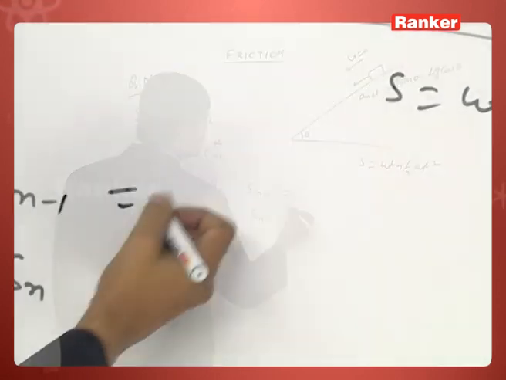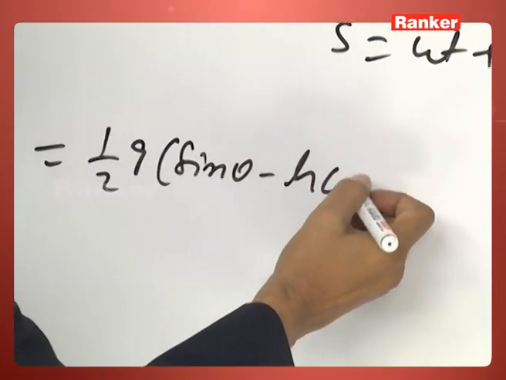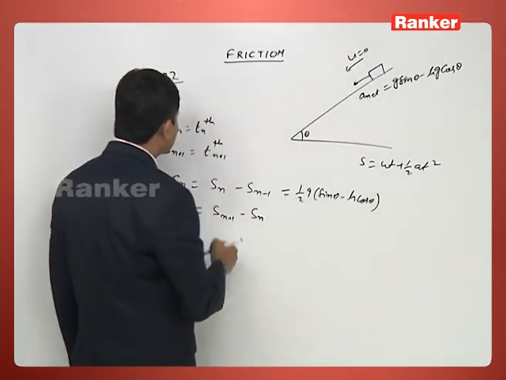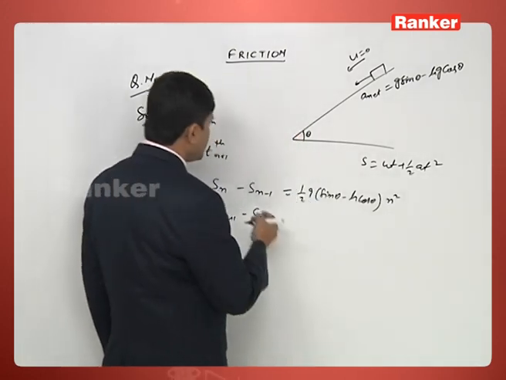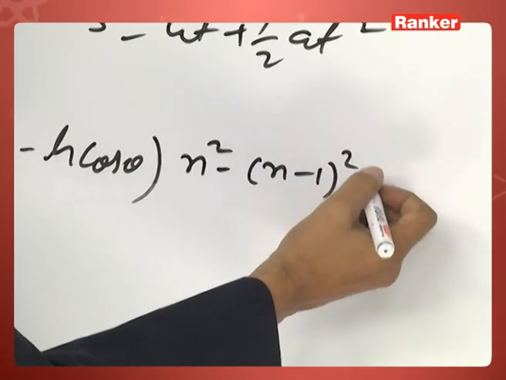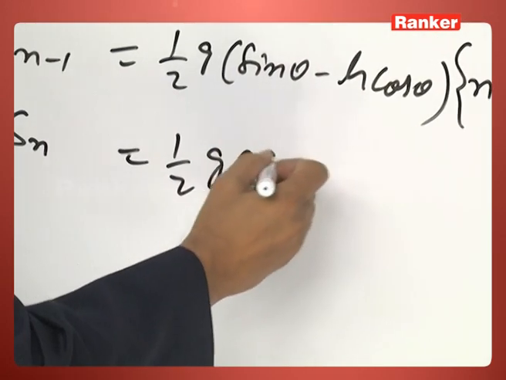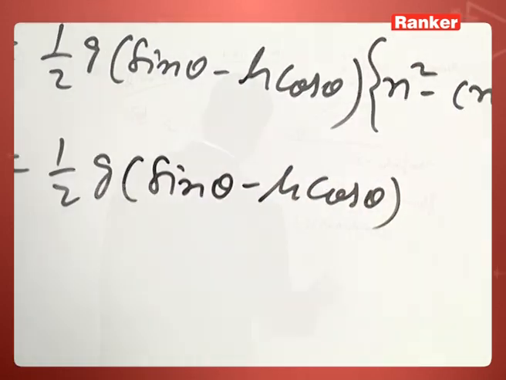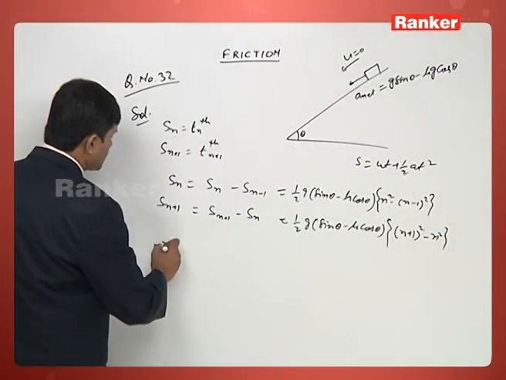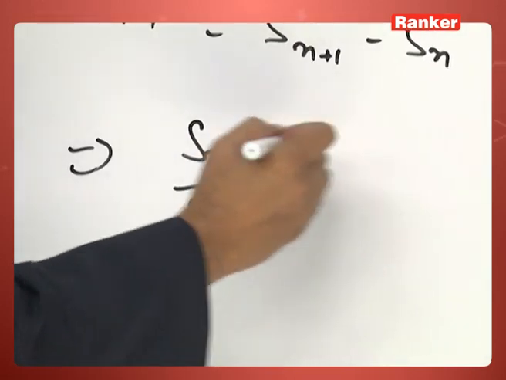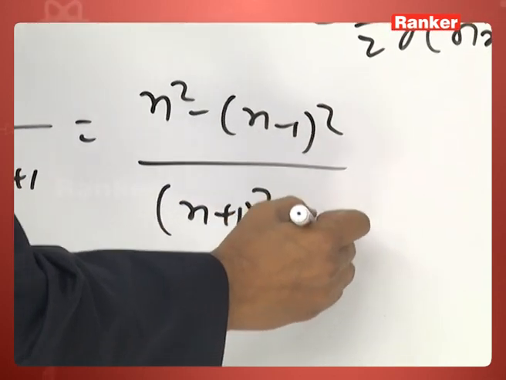Sn, ut is 0, half, g common, sin theta minus mu cos theta, t square means n square, then minus of n minus 1 square. So this is the meaning of Sn. Similarly, Sn plus 1 is half g sin theta minus mu cos theta, then n plus 1 square minus n square. Now see the ratio of this. Sn by Sn plus 1 is equal to n square minus n minus 1 square by n plus 1 square minus n square, and simplify.